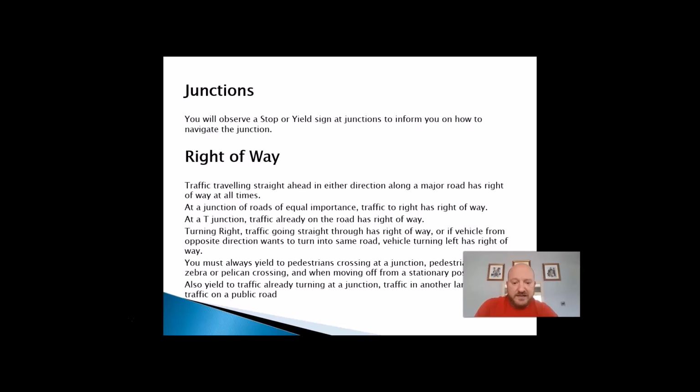Traffic travelling straight ahead in either direction along a major road has right of way at all times. At a junction of roads of equal importance, traffic to the right has right of way, we give way to the right. At a T-junction, traffic already on the road has the right of way. Turning right, traffic going straight through has the right of way, or if a vehicle from the opposite direction wants to turn in the same direction or into the same road, the vehicle turning left has right of way.